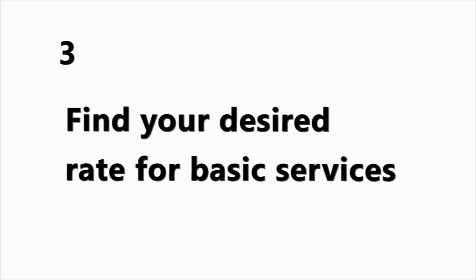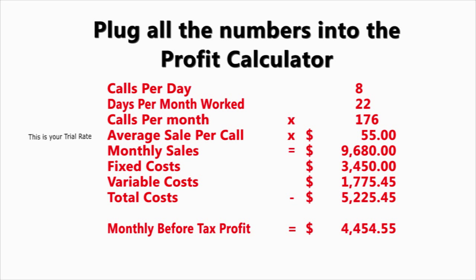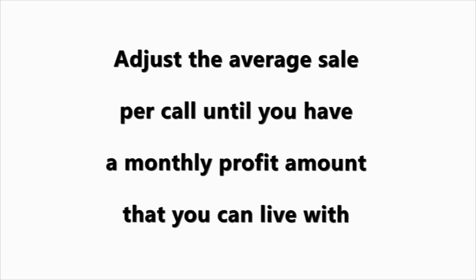3. Find your desired rate for basic services. Plug all the numbers into the profit calculator: fixed costs, variable costs, and days worked per month. Then multiply the number of calls you believe you'll be able to run by an average sale per call trial rate. This gives you your average monthly sales. Subtract your costs from that number, and you'll have the before-tax monthly profit. Adjust the average sale per call until you have a monthly profit amount that you can live with.